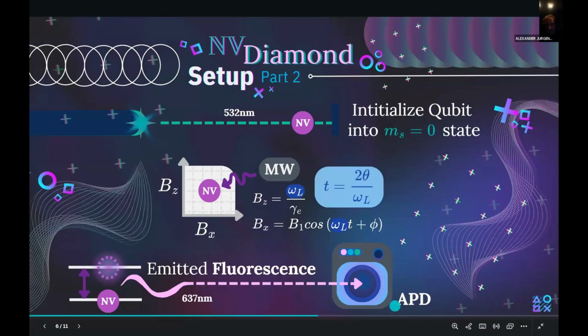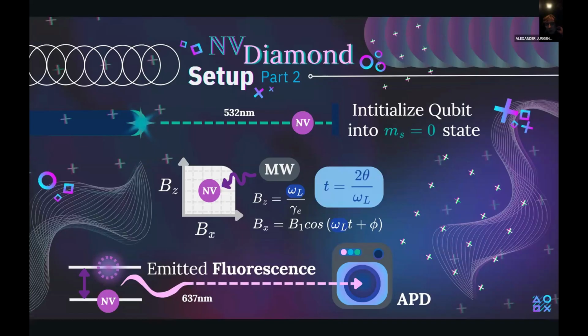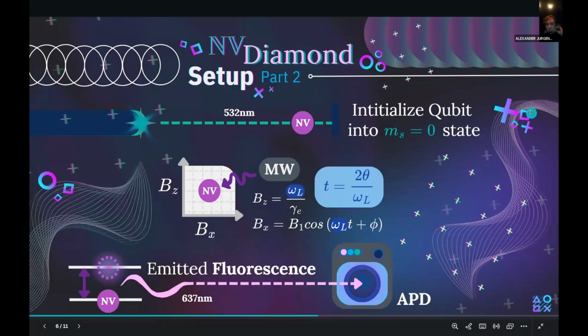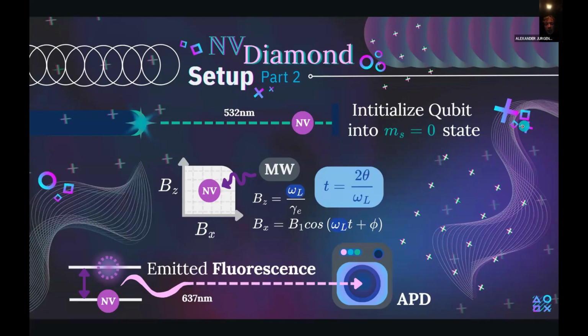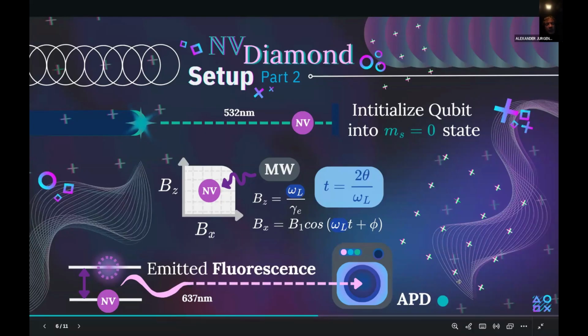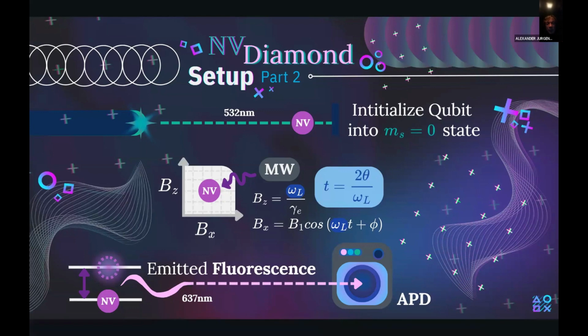Okay, but this is kind of what I have already explained. With microwaves, you can, I believe, control the qubit, and then the emitted fluorescence that you can stimulate with that green laser allows you to read it out. And APD is simply a camera, and you can look at the fluorescence, and whether or not it fluoresces tells you whether it's in the bright or the dark state. So it tells you whether it's in the 1 or the 0 state.